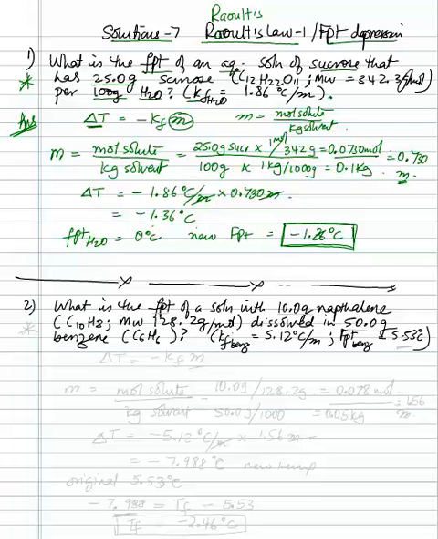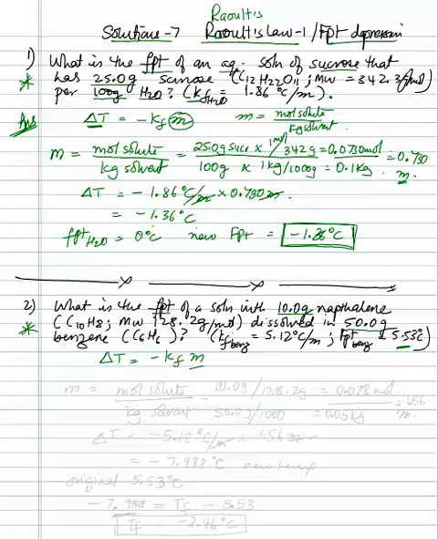Okay, let's do another problem now. What is the freezing point of a solution with 10 grams of naphthalene dissolved in 50 grams of benzene? Again, some of the constants are given to us, the Kf of benzene and the freezing point of benzene, because it's not like water, it's not in our minds. So again, we will have the same formula, delta T is equal to minus Kf times the molality. Again, we're going to calculate the molality.